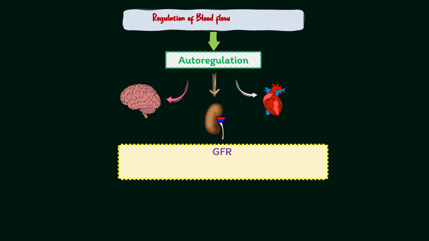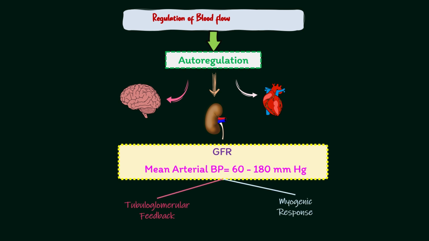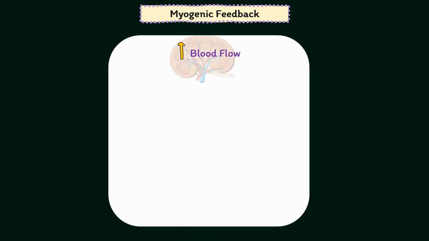Blood flow to kidneys remains normal even when the mean arterial blood pressure vary widely between 60 millimeter of mercury and 180 millimeter of mercury. This helps to maintain normal GFR. Two mechanisms are involved in renal autoregulation: myogenic response, and the other is tubuloglomerular feedback. Let's discuss the myogenic response, or myogenic feedback.